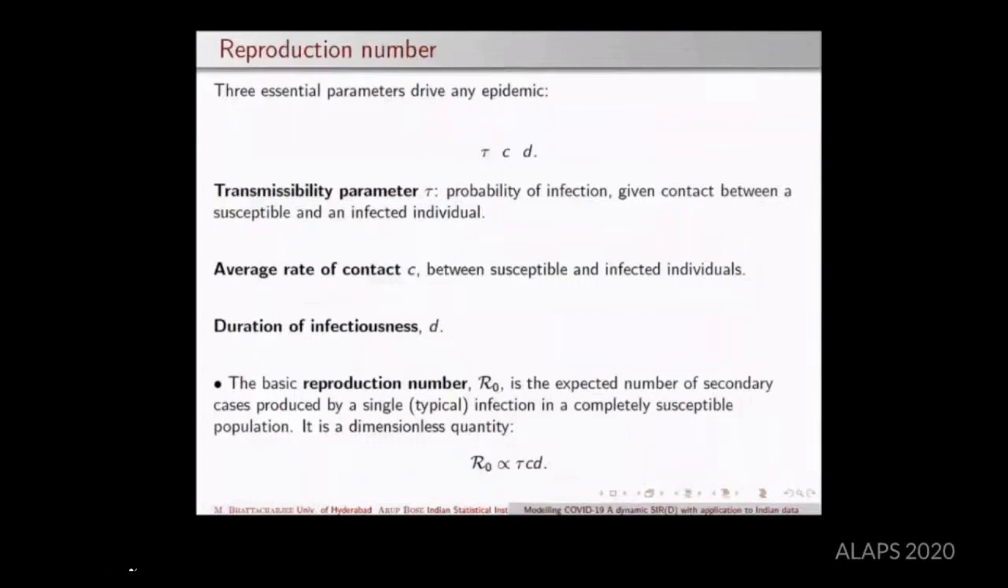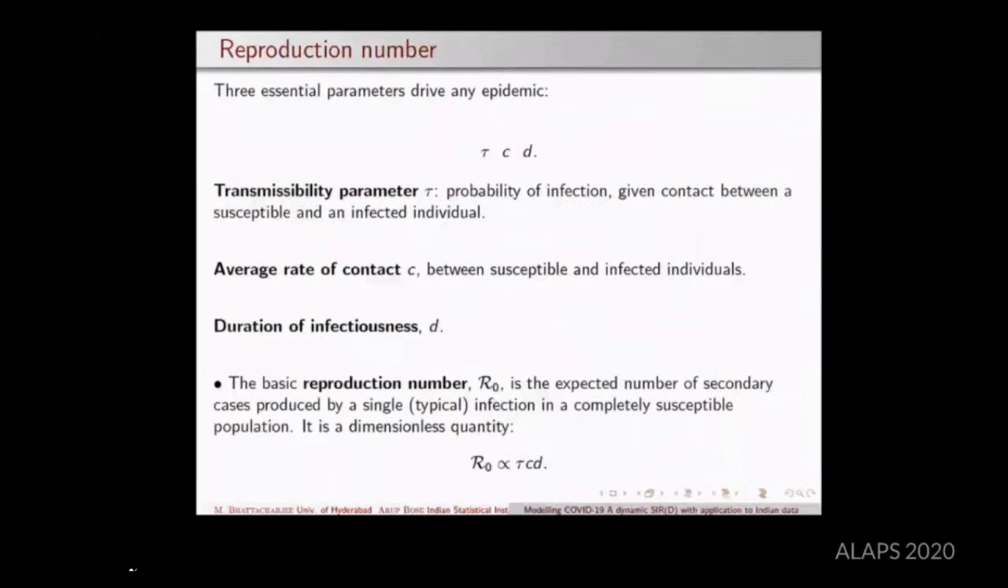And then the duration of the infectiousness. So as long as the person who is infected can infect other people, that's the duration D. The basic reproduction number R0, that's a standard notation in this literature, is the expected number of secondary cases produced by a single infection in a completely susceptible population.